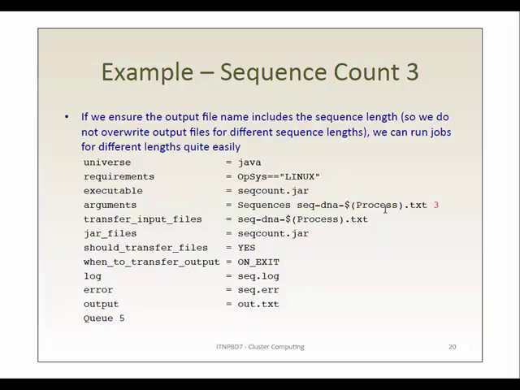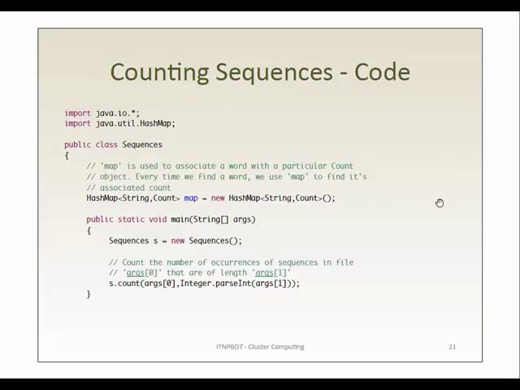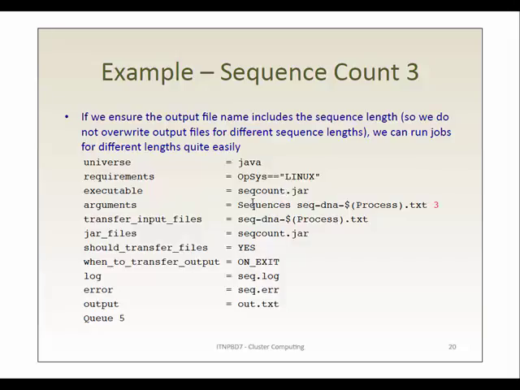If I wanted to do a sequence of 9 and then a sequence of 3, all I would have to do is change that to a 3 and queue another 5 jobs. And I get sequences of 3 and sequences of 9. Can you see that once I've set that structure up, it becomes very easy for me to get arbitrary length sequences? And in fact, I'll show you later. You can redefine the arguments and say Queue 5, and then redefine the arguments again and say Queue another 5, all in the same Condor submission file. You don't even have to have multiple files. And I'll show you an example of that in a bit.